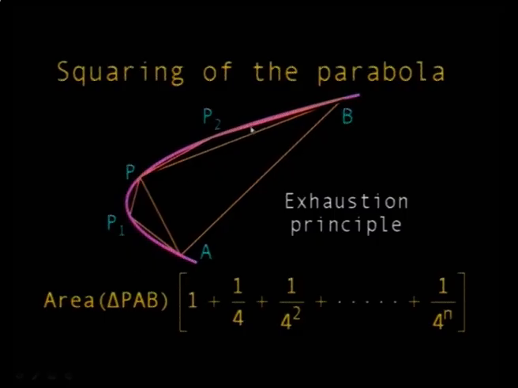So now the area becomes equal to the area of PAB times 1 plus 1/4. And each time he constructs a new set of triangles, the sum of the new ones is equal to 1/4 of the previous one, so you get 1/4 squared, etc. And he knows well that the sum of this is called a geometric series, the sum of which approaches 4/3. So the area inside the parabola becomes equal to 4/3 the area of the first triangle PAB.